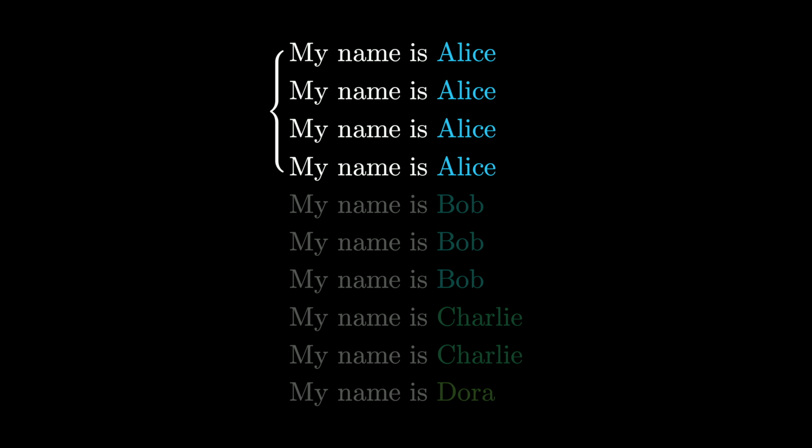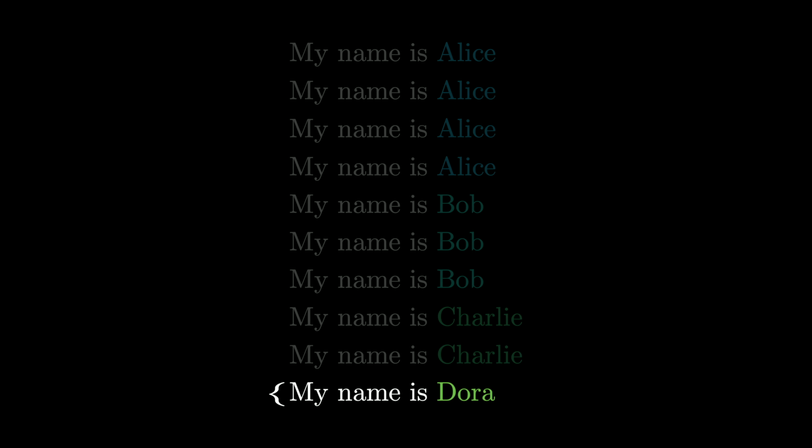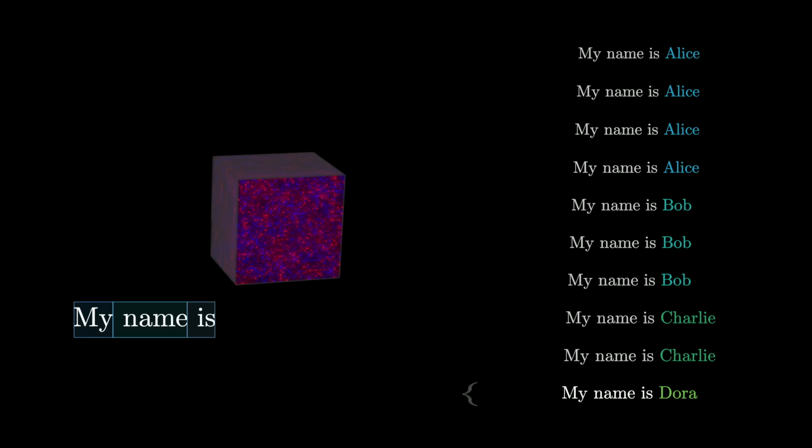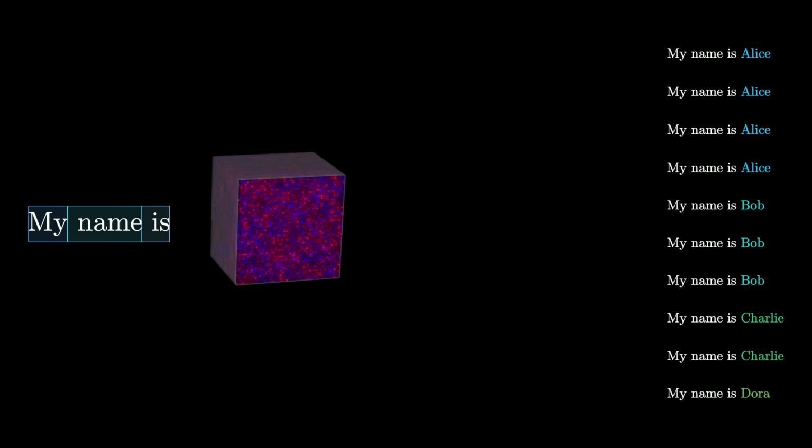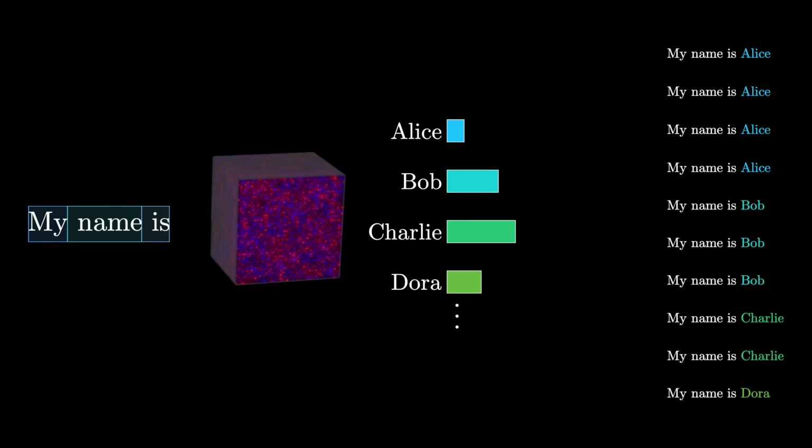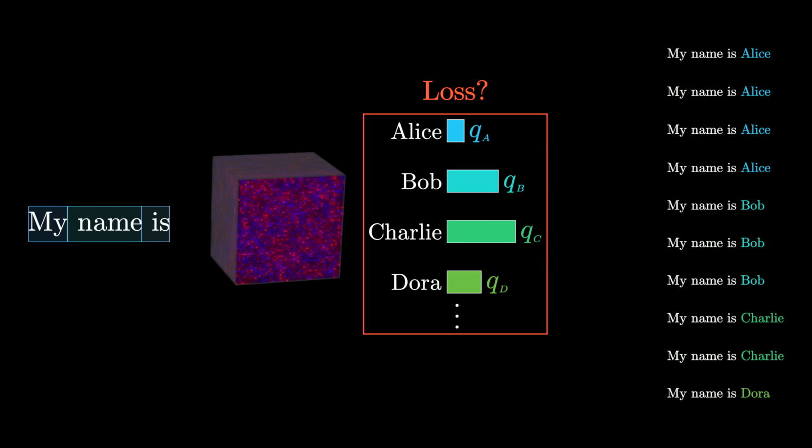What you might imagine is very common names show up multiple times in the data, while rare names show up less frequently. When you feed in these tokens, "my name is," into the model, it produces some distribution over all possible next tokens, and so let's label the probabilities in the model's distribution of outputs with the letter Q. Now let me ask you, what is the total loss associated with this prediction?